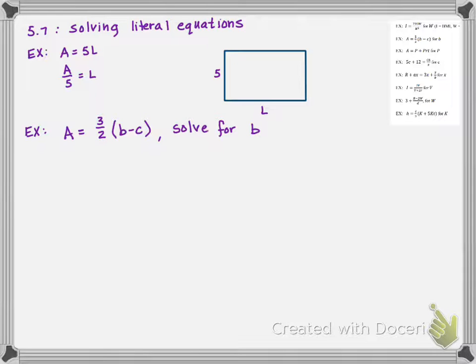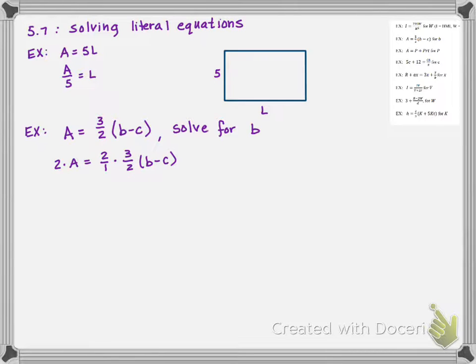So to clear fractions here, I'm going to multiply both sides by 2. So I get 2 times A equals 2 over 1 times 3/2 times B minus C. And notice that this is all one term. So I can't multiply it by 2 more than once. It's just like if I'd had 3/2 x on the right side, right? I would just multiply that one term by 2. There's no addition or subtraction on that side, and so there's not multiple terms to multiply by 2.